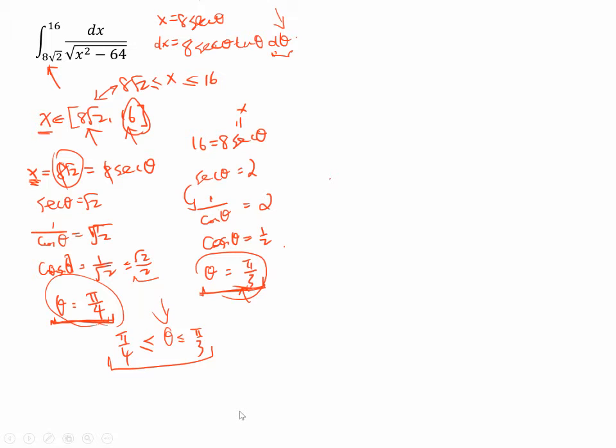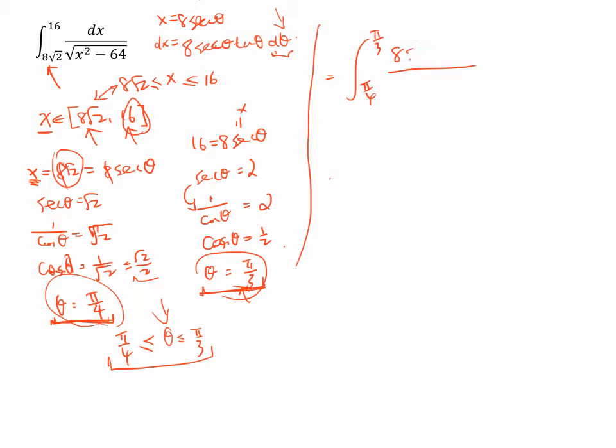Okay, this way is fairly simple. You just pick endpoints, plug in, solve for the simplest angle, and then that's the limit. After finding the new limit, plug in the substitution. That is pi over 4 to pi over 3.